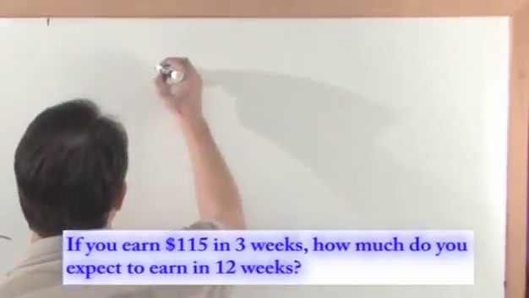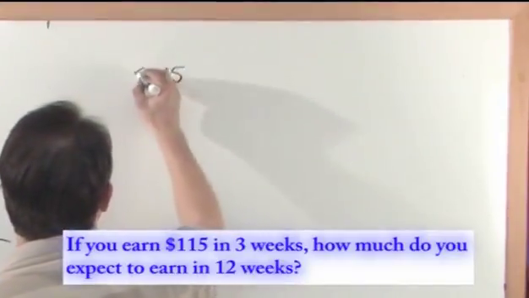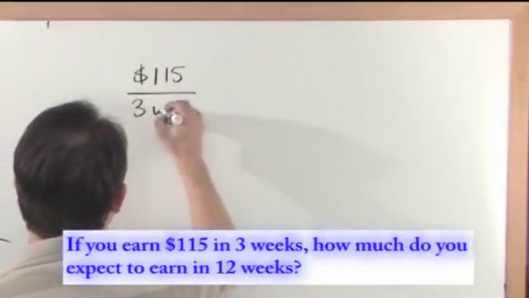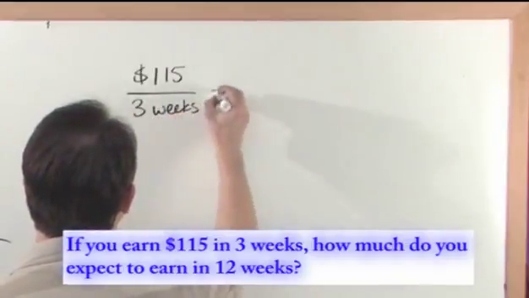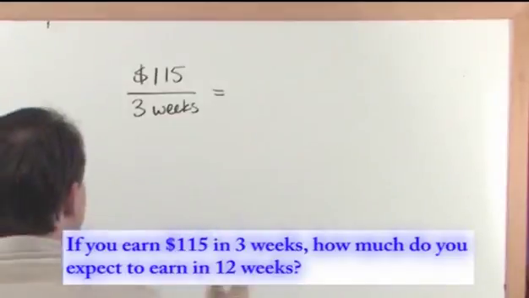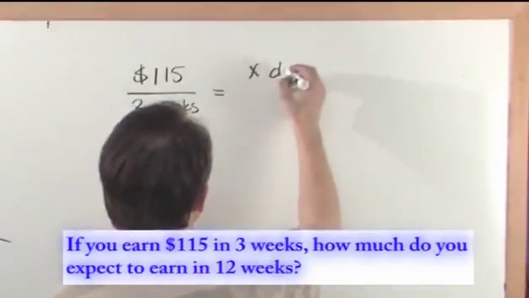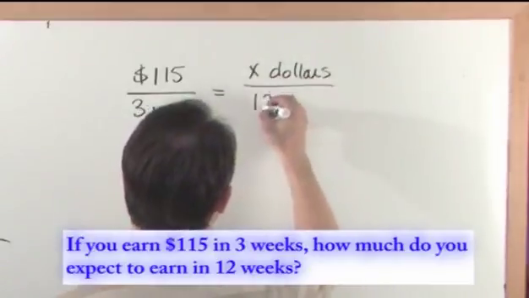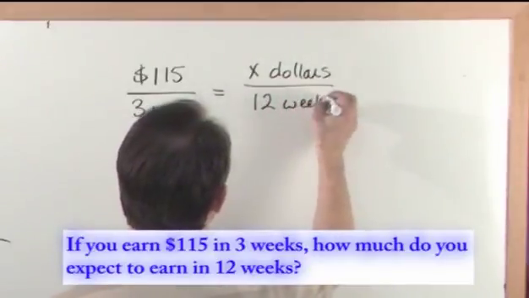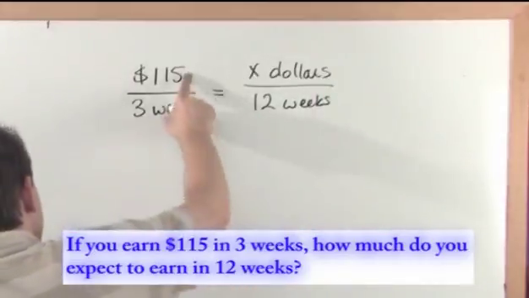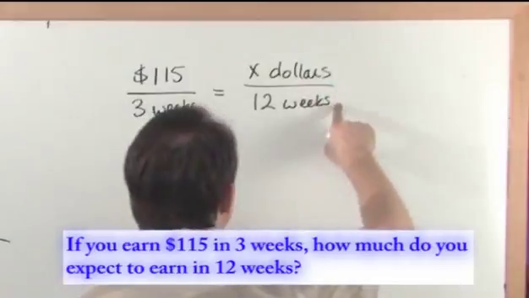And what I'm going to have is I earn $115, so I'm going to put the dollar sign here, in 3 weeks. That's a ratio. That's how much I earn in 3 weeks. And I'm trying to find out how many dollars do I earn in 12 weeks. Okay? So I have dollars on the top and weeks on the bottom. $115 in 3 weeks. How much should I earn in 12 weeks?